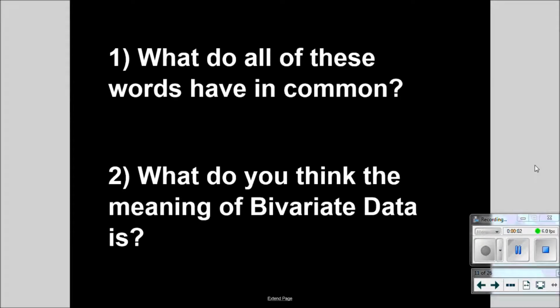So now that you've had a little background knowledge, I want you to answer these two questions with your shoulder partner. The first question is, what do all of these words have in common? And the second question is, based off of these words, what do you think the meaning of bivariate data is? So I'm going to give you a minute here with your shoulder partner. Just discuss this, answer these two questions. Ready? Begin.